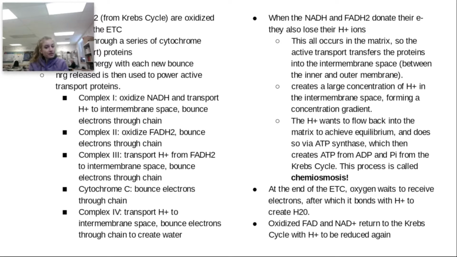So then at the end of the electron transport chain, oxygen, like Grace said, is waiting to receive the electrons that have been bounced through, after which it bonds to remaining hydrogen ions that are in the matrix to create water. And then the FADH and NAD plus return to the Krebs cycle to be joined with H plus again to be reduced.